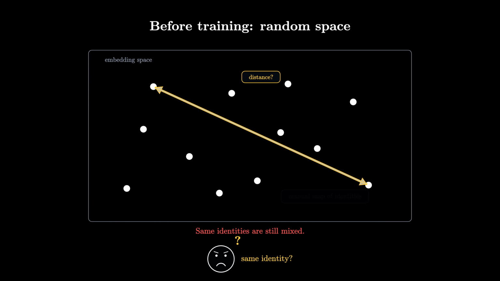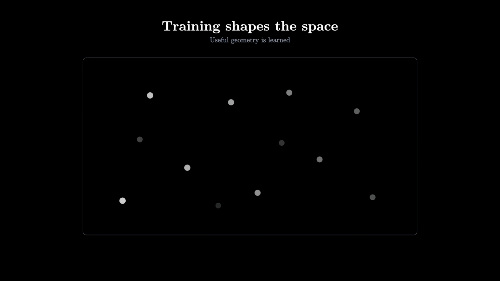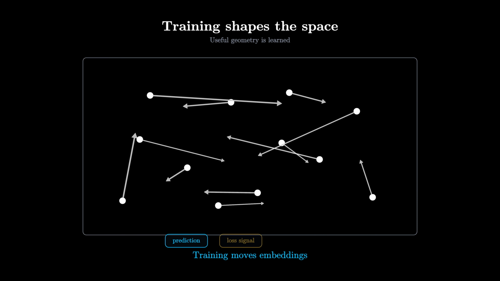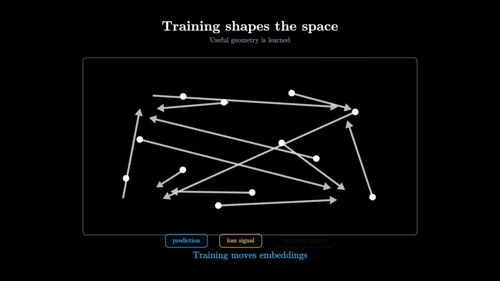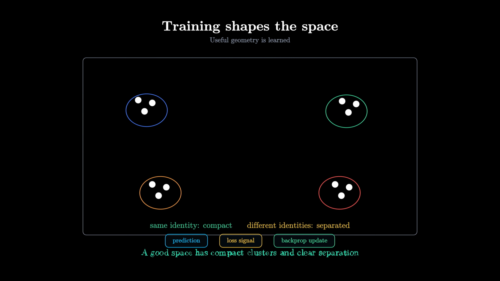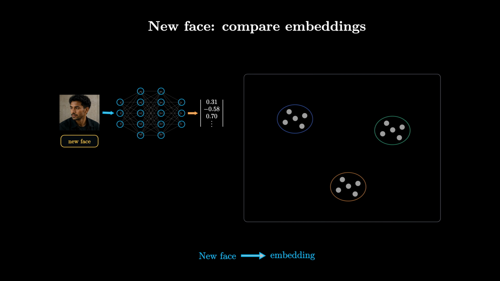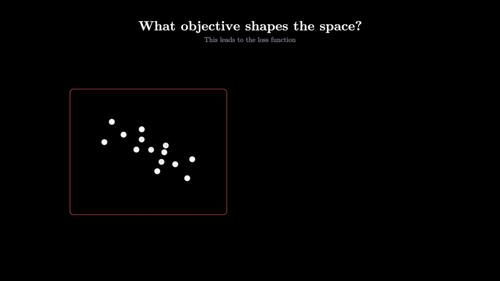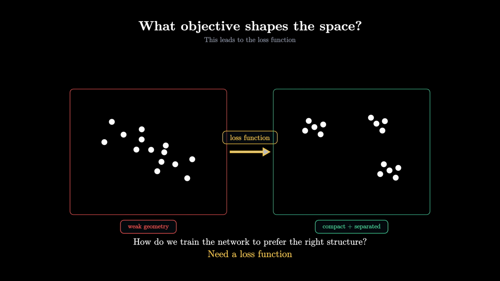At the beginning of training, the embeddings are almost random. During training, if images of the same person are too far apart, or images of different people are too close, the loss function creates an error signal. Through backpropagation, the network updates its weights to pull embeddings of the same identity closer and push different identities farther apart. So face recognition is not simply about memorizing faces. Its core idea is to build a representation space where distance reflects identity similarity.